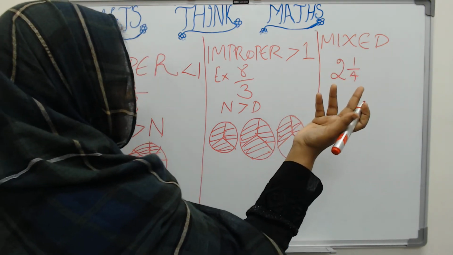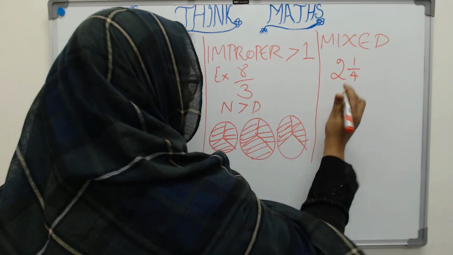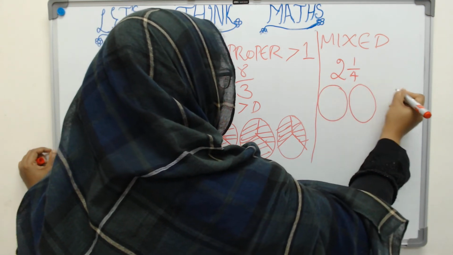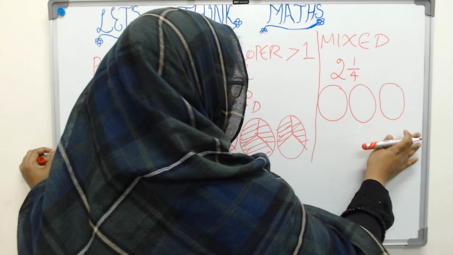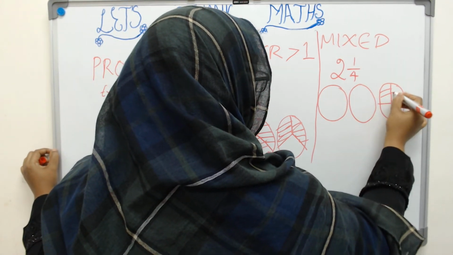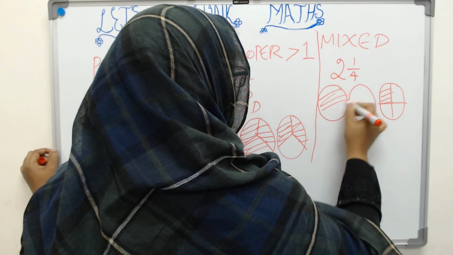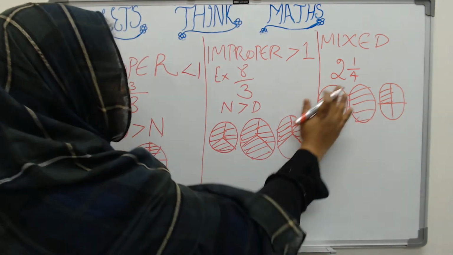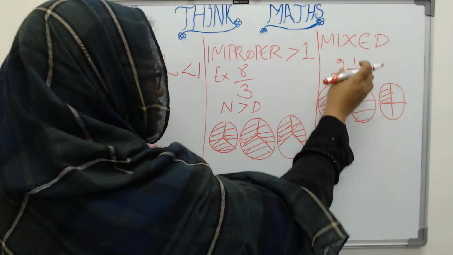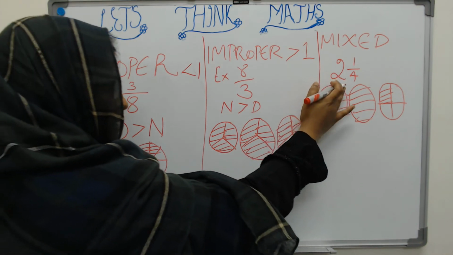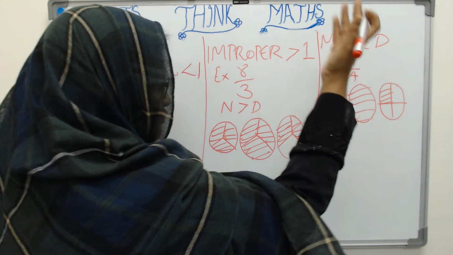How will this look like? This has two whole cakes, right? One whole, two whole, and the third one, we don't leave it as a whole. We are only considering 1/4 out of it. So we have one whole cake, 2 and a 1/4. This is how we draw 2 1/4. This is called a mixed fraction because it has a whole number part and it has a fraction part.